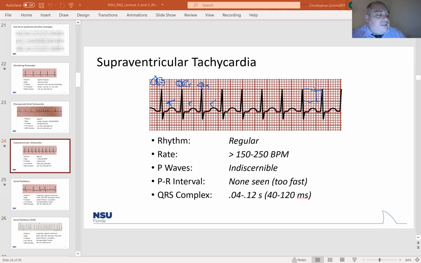Okay, so we'll do 1,500 divided by 7. So if we do 7 small boxes, that gives us a rate of 214. If we do 8 small boxes, that gives us a rate of 187. Okay, so we'll just say it's around 214. Honestly, either way, it doesn't change much.